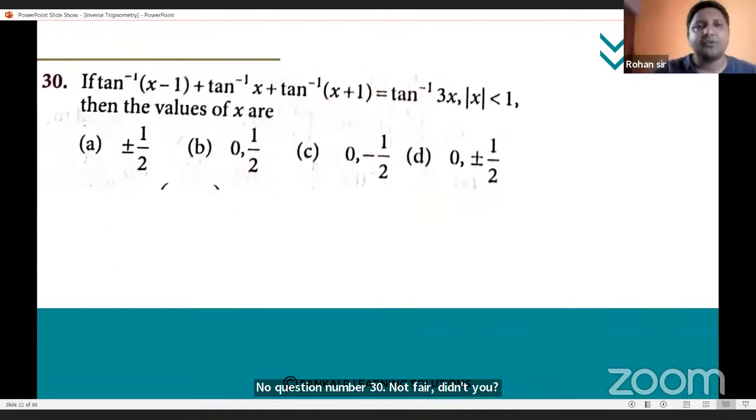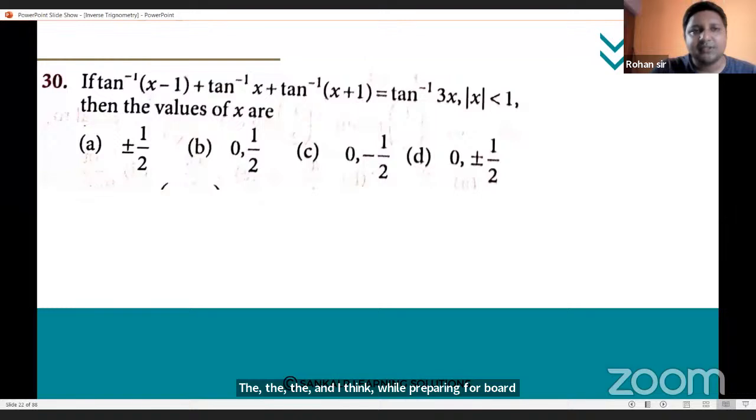Okay, so question number 30. Here I will just be giving you the hint. You all do it for homework because it's a little bit lengthy. The calculation is lengthy, but the example is easy. And I think while preparing for board exams, you might have come across this question.